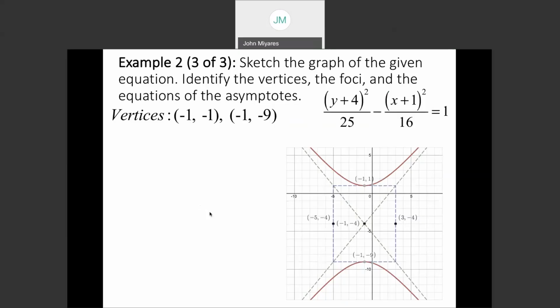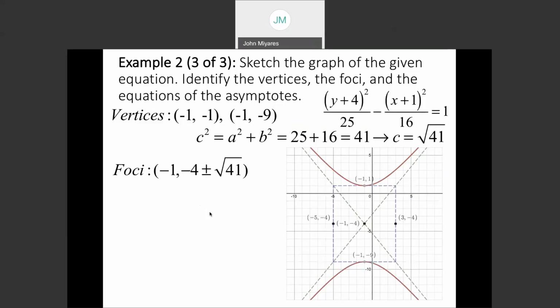Now that we have our sketch, it's a lot easier to answer our questions. The vertices will be at the points (-1, -1) and (-1, 9), as discussed before. To find the foci, we must compute a value for c. The formula is given as c squared equals a squared plus b squared, which will be 16 plus 25, which equals 41. So c equals the square root of 41.